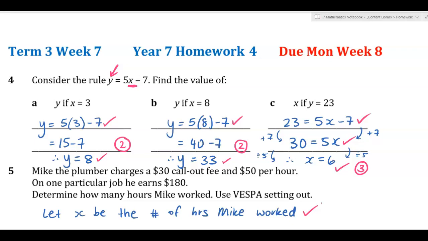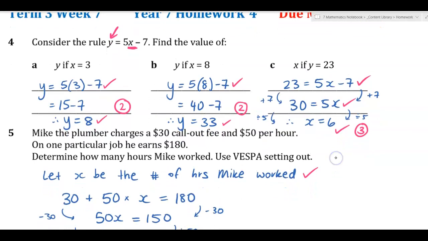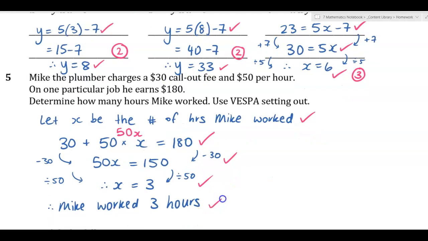Okay. Who's got an equation for me? Kaylee. Good. 30 plus 50 times h, or times x, whatever your variable is. Now, if you were even more clever than me, you will have just written 50x. You wouldn't have put a times in between them. So 30 plus 50x equals 180. Now we need to solve that. So we take away 30 from both sides and we divide both sides by 50. Therefore, Mike worked 3 hours, 5 points.